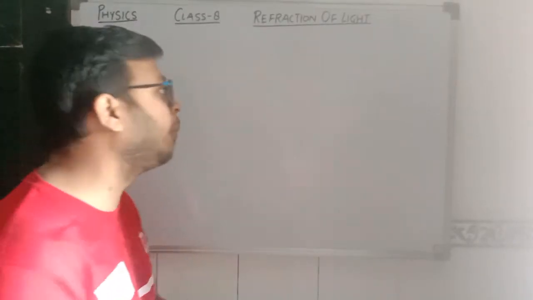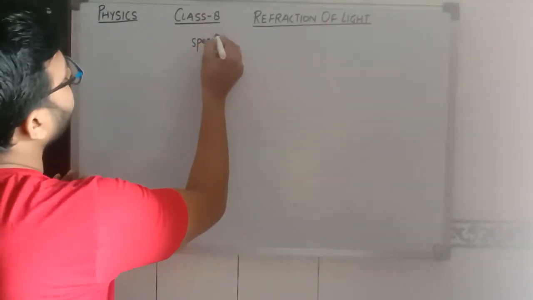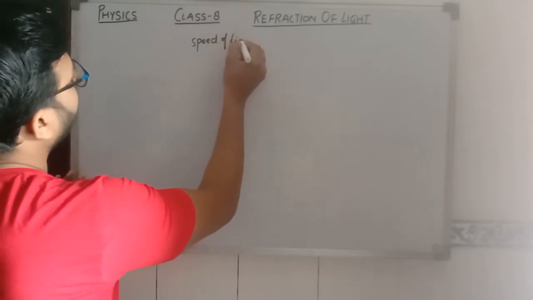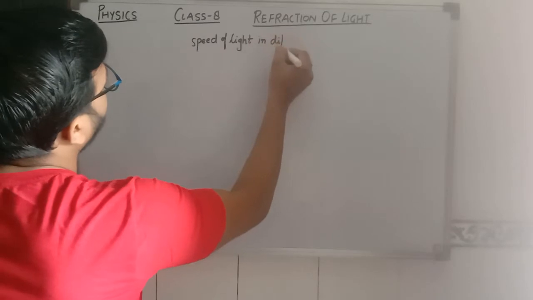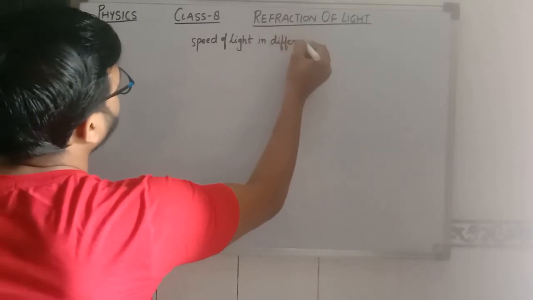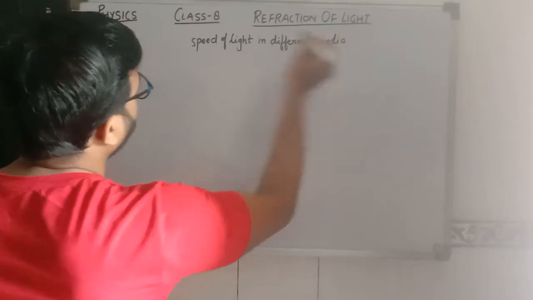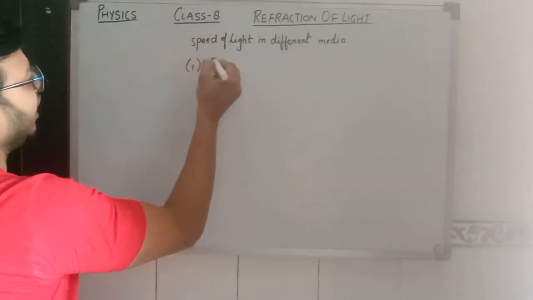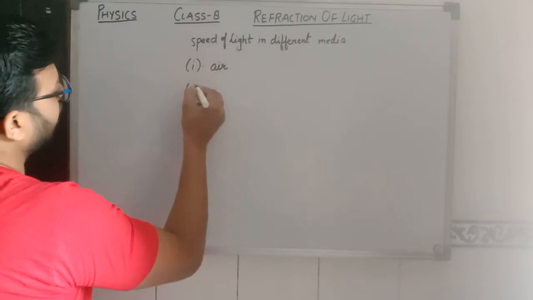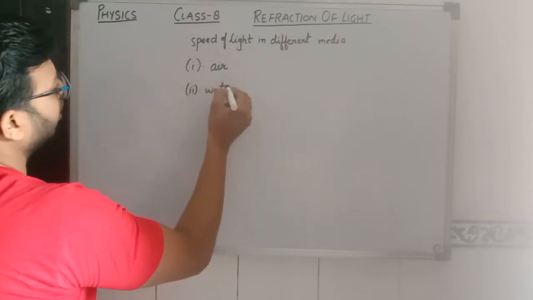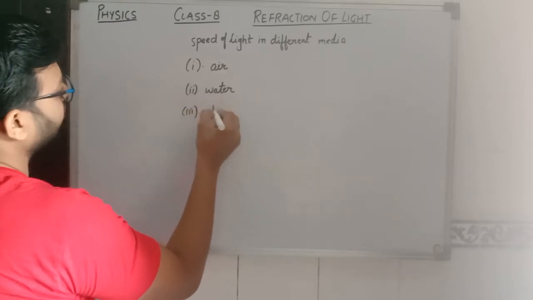So that concept is speed of light in different media. First, we have to understand speed of light in different media. For example, I am going to write 3 media. The first one is air, the second one is water, and the third medium is glass.